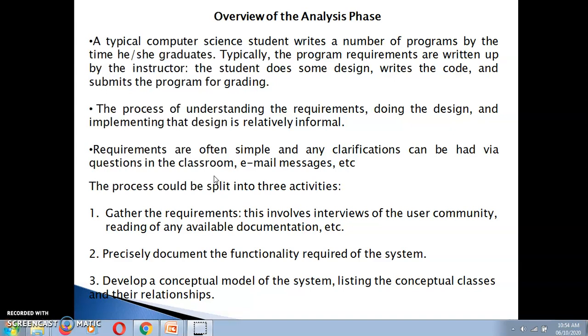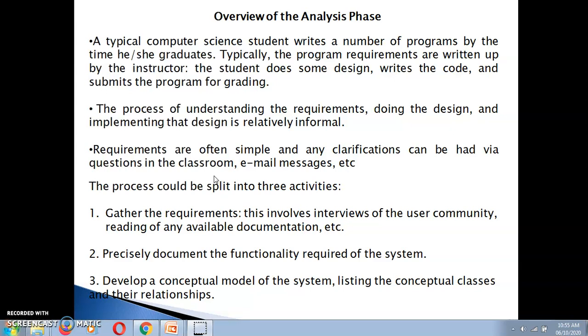Suppose you want to analyze any system or analyze any design. In the analysis phase you need to do three main activities. First, gather the requirements, which involves interviews of the user community and reading of any available documents. How did you solve this particular problem, or from where did you get the requirements, and by using certain interviews of the user community, how did you gather them?